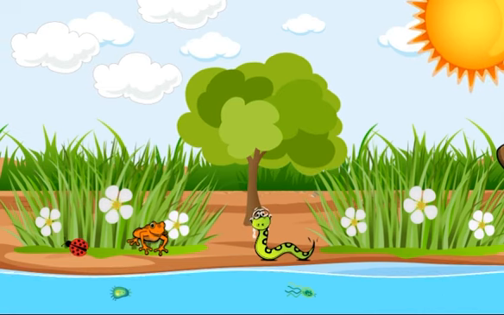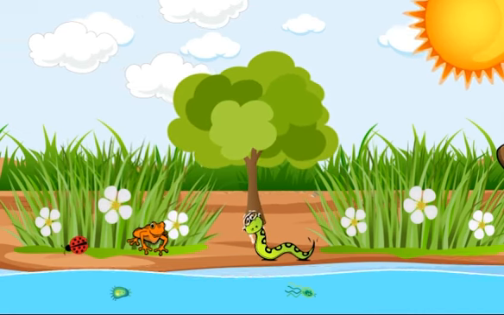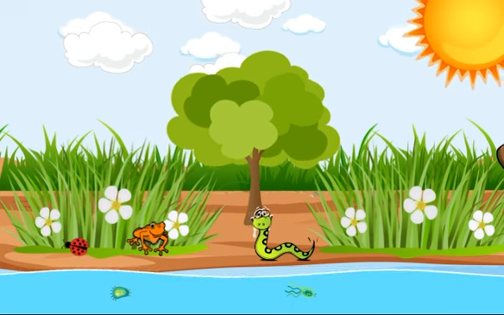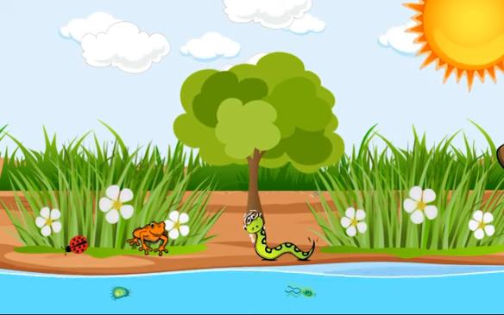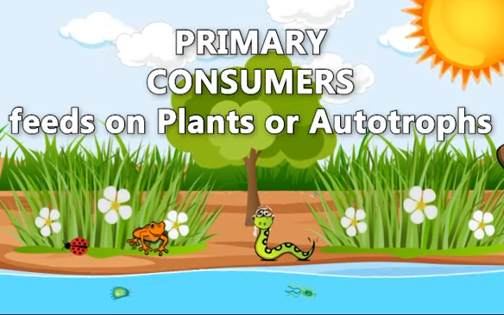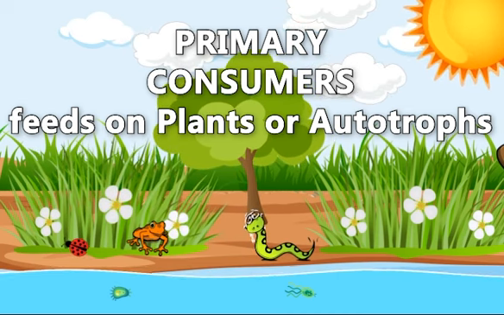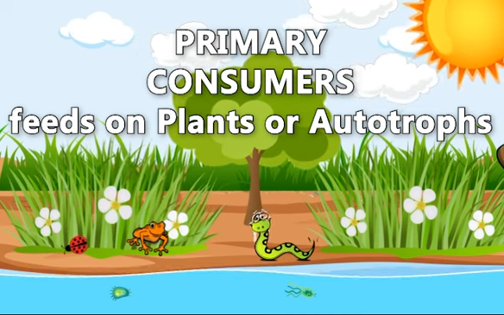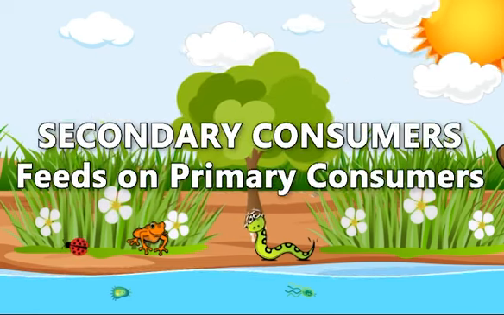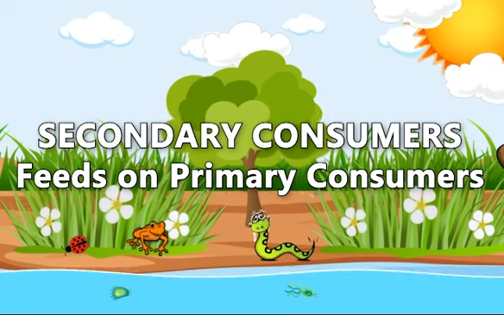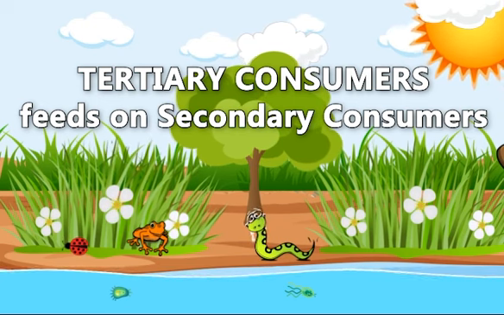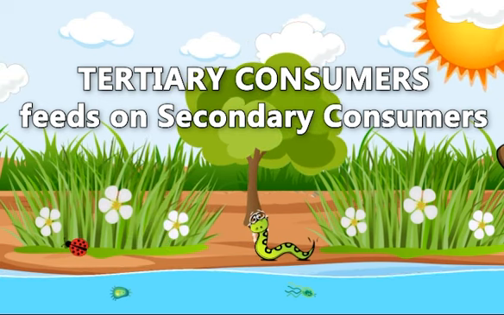Now, the consumers are further classified into three types. Those are primary consumers, secondary consumers, and tertiary consumers. We'll look at each one of them. Primary consumers are the ones that feed on producers. These producers are otherwise also known as autotrophs. The secondary consumers are the ones which feed on the primary consumers, and the tertiary consumers are the ones which feed upon the secondary consumers.